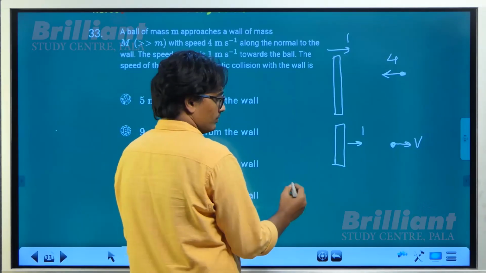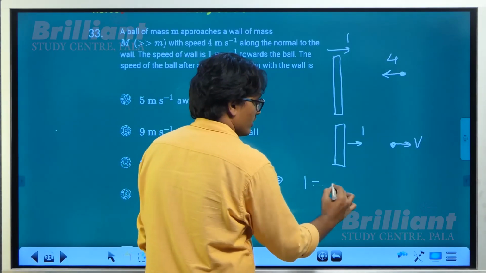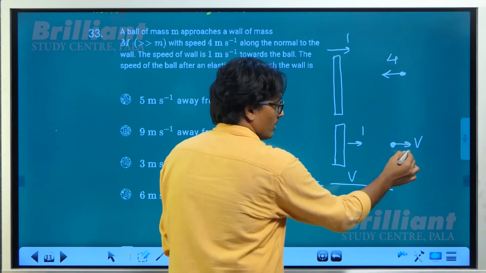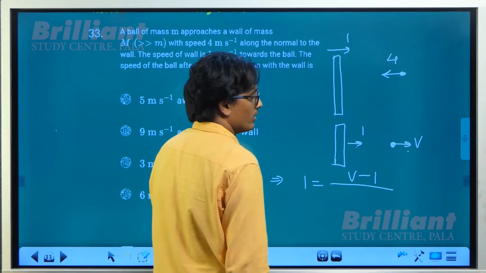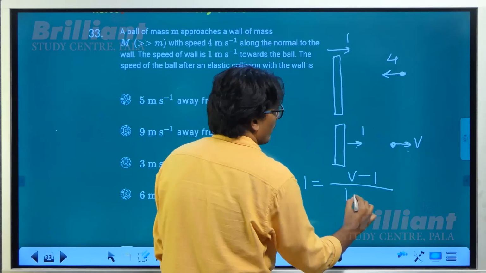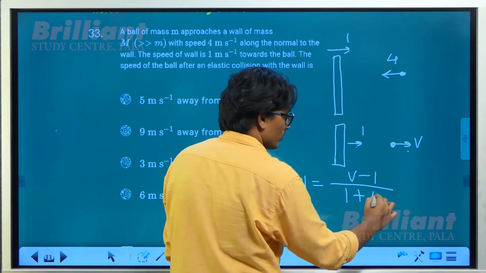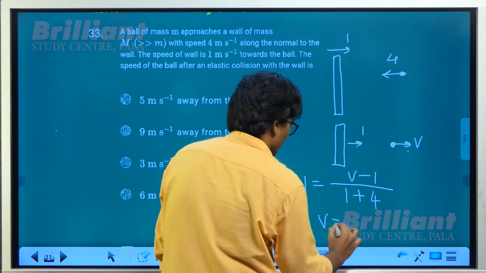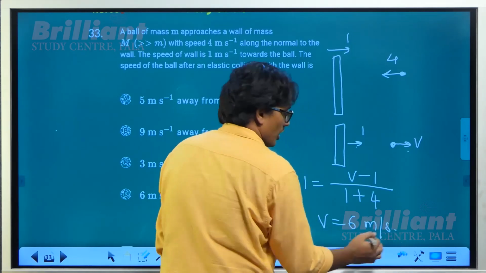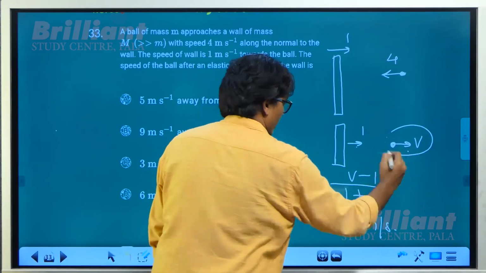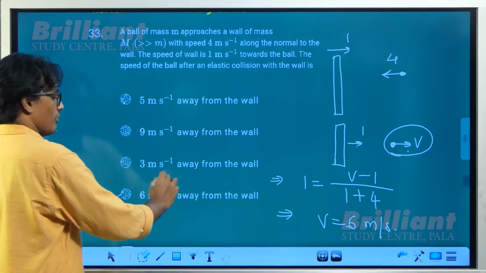So apply e. e is equal to (v minus 1) by (1 minus of minus 4). So you'll get v is equal to 6. You got a positive answer. That means this direction is correct. So 6 meters per second away from the wall.